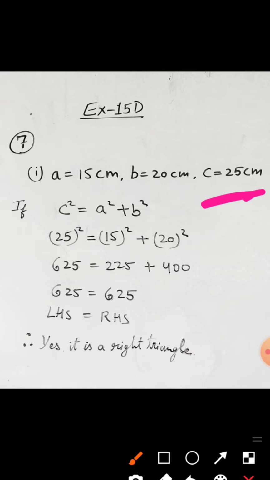So we'll write this, and then we will find whether LHS and RHS are equal. In place of C we are writing 25 square, A square means 15 square, B square is 20 square. This is the Pythagoras theorem, right? So 25 square is 625, 15 square will be 225, and 20 square will be 400.